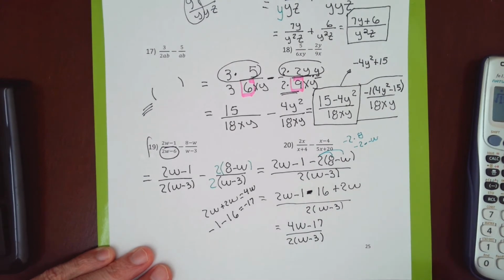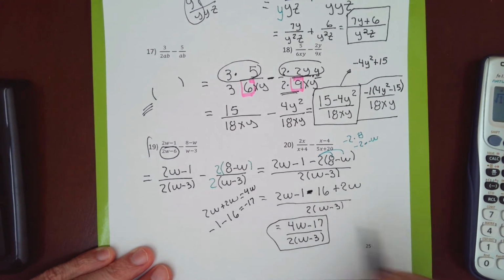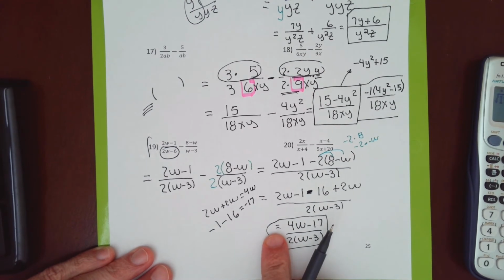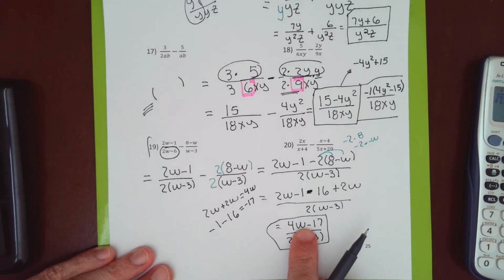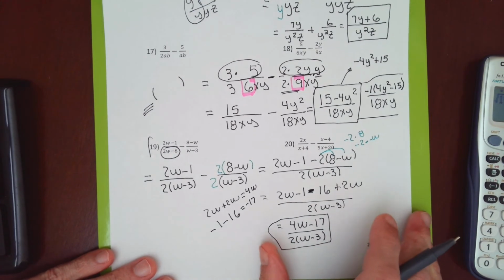Most of the problems between 15 and 44, I think, don't have any factoring and canceling that can be done. The 2 can only factor if there was a parentheses in the numerator and an even number in front of the parentheses. The 4w minus 17 can only cancel if there was a 4w minus 17 in the denominator, which there's not. That's as far as I can go for 19.